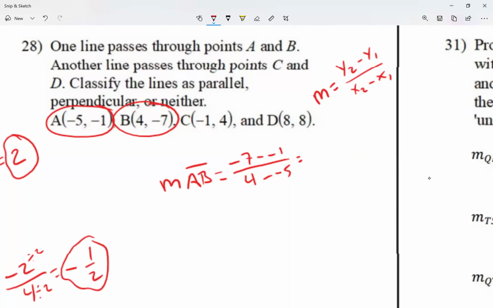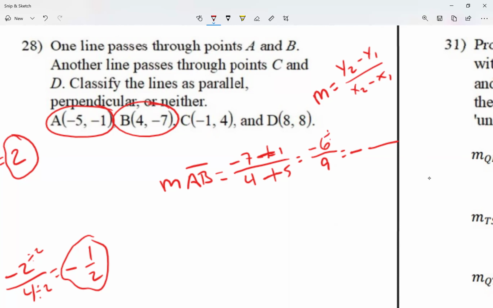All right, so let's take a look. These two negative signs become a plus sign. -7 plus 1 is -6. Here at the bottom, these two negative signs become a plus sign. 4 plus 5 becomes 9. I do see a negative sign, so I bring it to the front. Again, it doesn't matter if you have it on the top or the bottom, just bring it to the front.